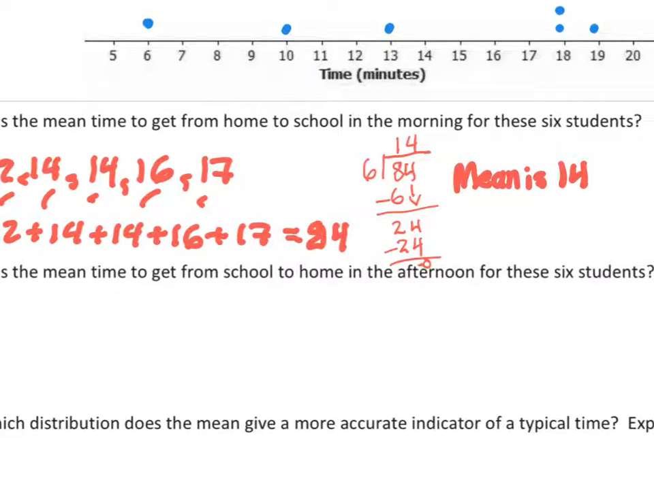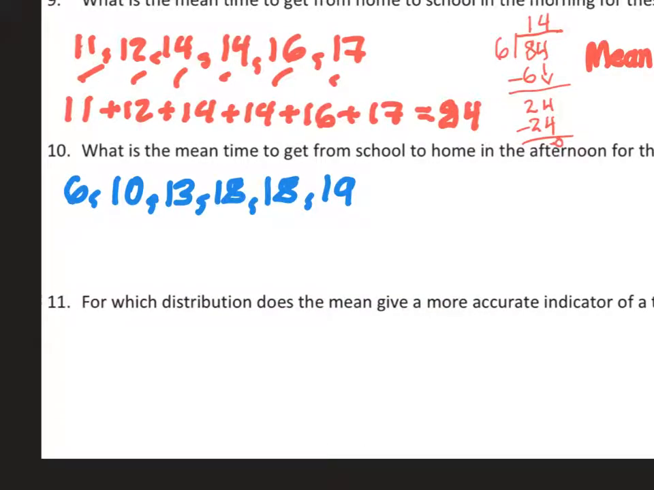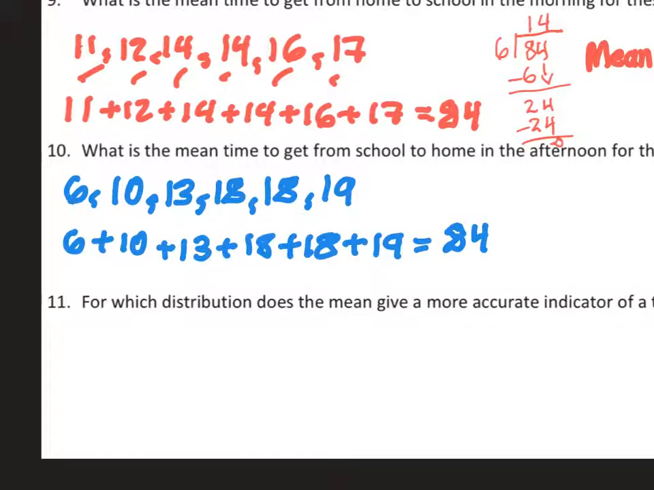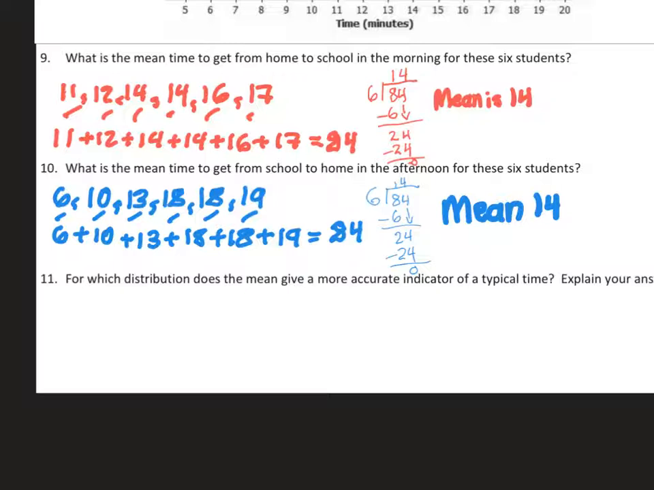Let's find out what the mean for the afternoon is. First step, I add all my data points just like last time. And wouldn't you know it, we got 84. I wonder what the mean is going to be. Oh my goodness, we have 6 data points. Wow, the mean is 14, just like the first one.